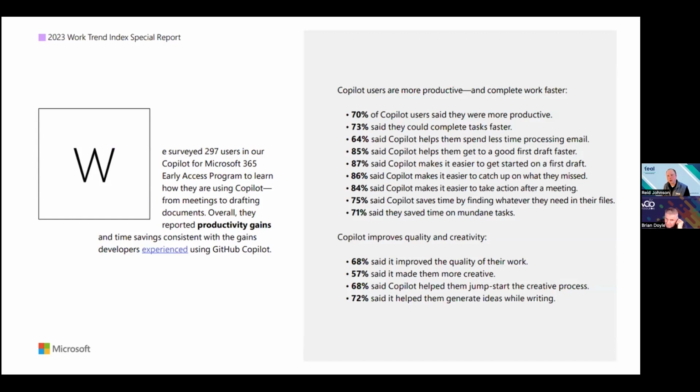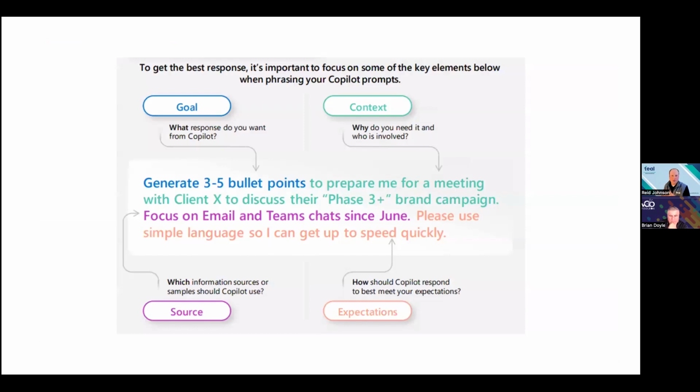But we talked a little bit earlier about prompting being so important and getting really specific with your prompting. So Microsoft has a nice structure that they recommend for prompting. It really is 4 parts: goal, context, source, and expectations. So when you're building what you want to get out of Copilot, you don't just say, make me a list of things. It's generate 3 to 5 bullet points. Why? To prepare me for a meeting with a client.